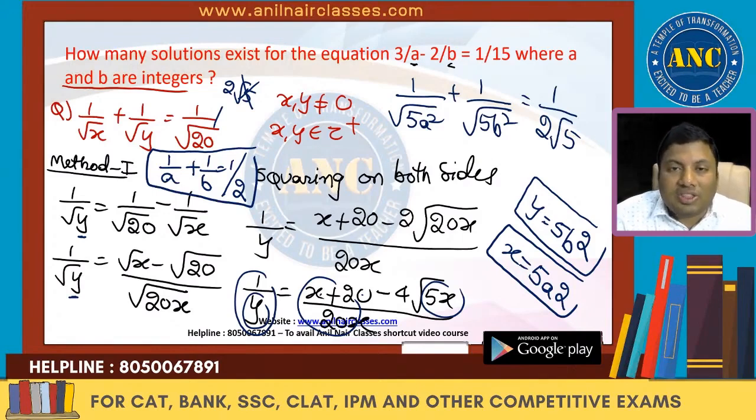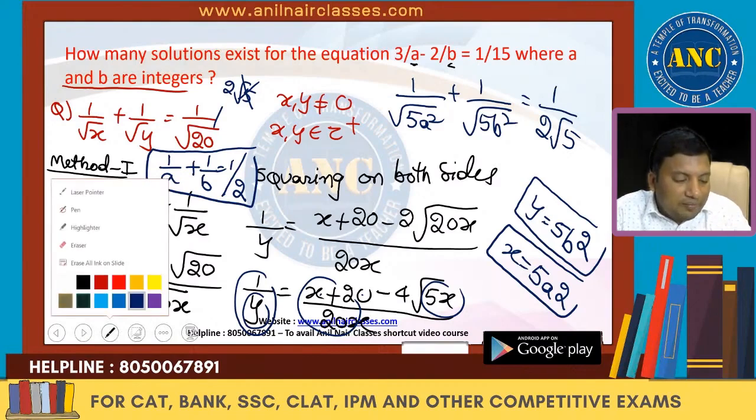Suppose we got a as 3, or a as minus 3. What is the x value? 5a square. 5 into 3 square is 45. 5 into minus 3 whole square is also 45. So if you are getting the same value with positive and negative sign, take only one value. I hope the idea is clear. 1 by a plus 1 by b equivalent to 1 by 2.